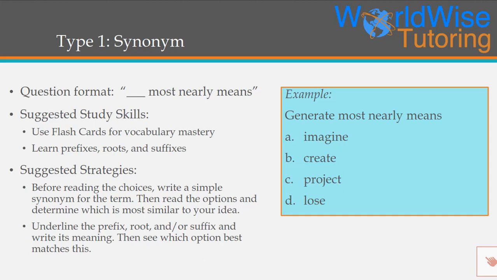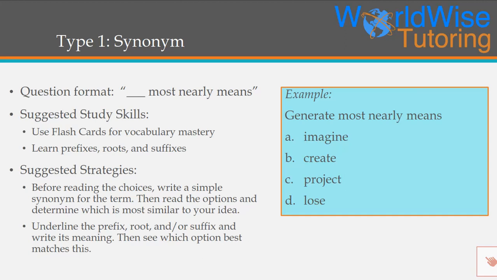The format would be the word followed by "most nearly means." To study for the synonym questions in the HSPT, I suggest that students use flashcards for vocabulary mastery, and I will include a link below for my guide on how to use flashcards most efficiently. It would also be useful to study and learn prefixes, roots, and suffixes, especially if there is a word the student doesn't recognize. They can break that word into its parts and make a good prediction about what it likely means. When taking the HSPT, there are 2 strategies I suggest for how to answer these questions.